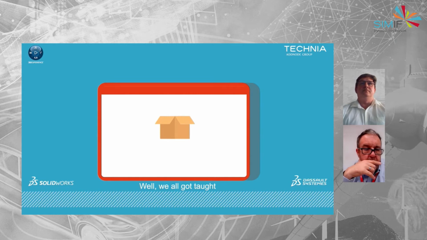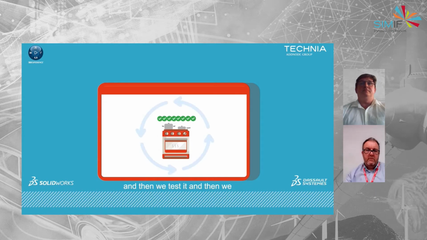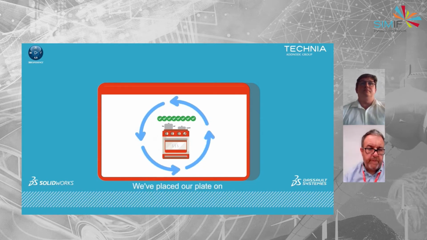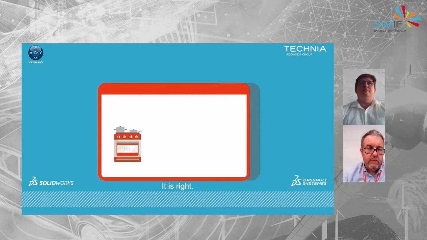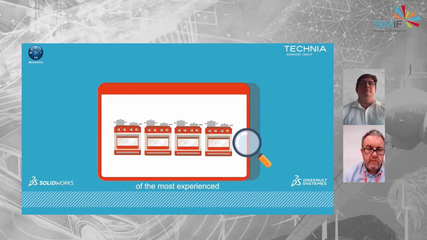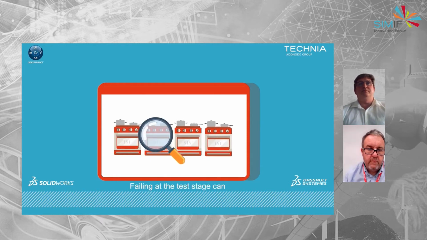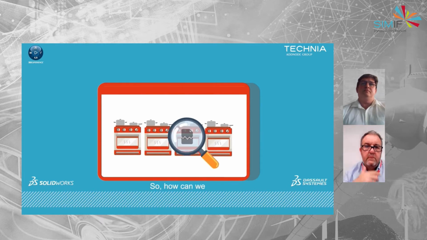But what's the engineering equivalent of the taste test? Well, we all got taught the familiar engineering design process at school. It's typically made up of 7 or 8 steps. We ask questions, do research, imagine solutions and plan. We create what we've imagined, and then we test it. And then we try to improve what we've got. We've placed our plate on the pass without tasting it, and we hope it'll be approved. So we're assuming if it looks right, it is right? Each of these steps requires the use of game knowledge, usually held in the heads of the most experienced designers in the room. And with limited collaboration between each design phase, we often over-engineer products. Failing at the test stage can be expensive, and nobody wants to be the person that got it wrong.